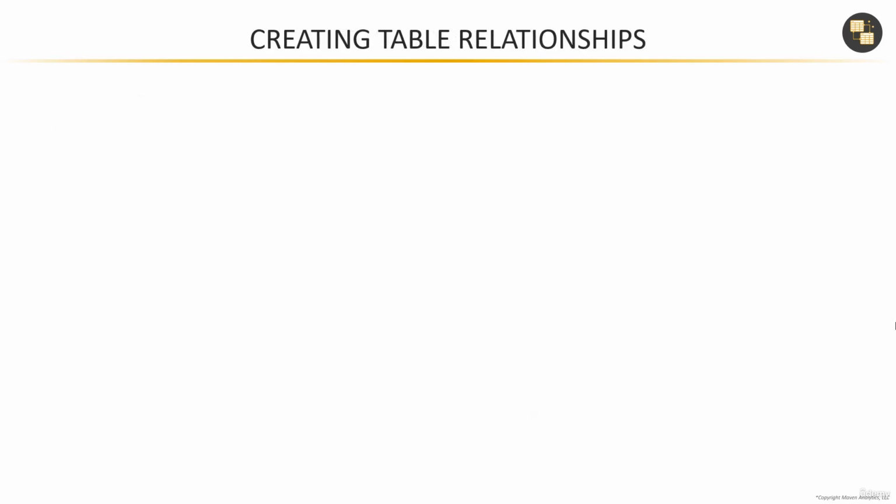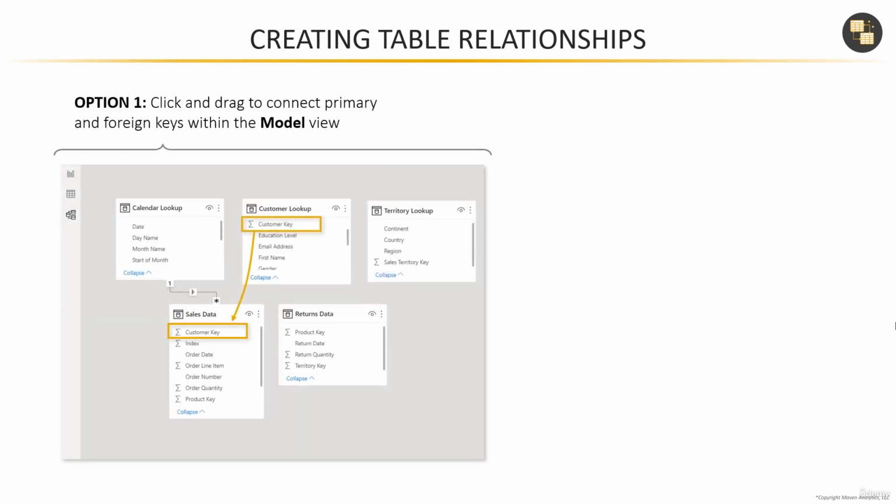Now, when it comes to actually creating relationships between tables, it's very, very simple, and there are two different ways to do it. Option one, which is the way that I typically do it, and what I'd recommend, is to simply click and drag to connect primary and foreign keys inside of the model view. It's a really intuitive and visual way to create those table relationships.